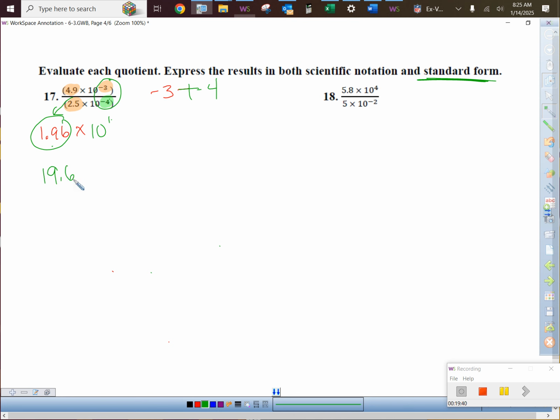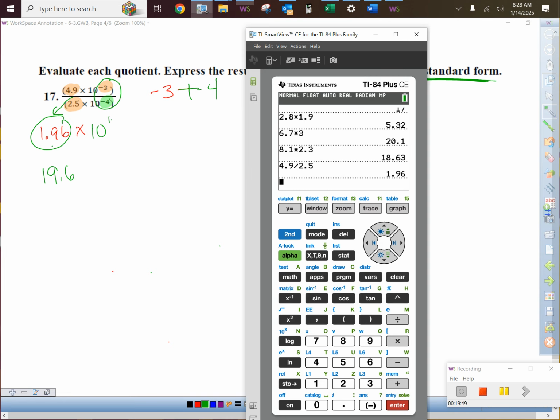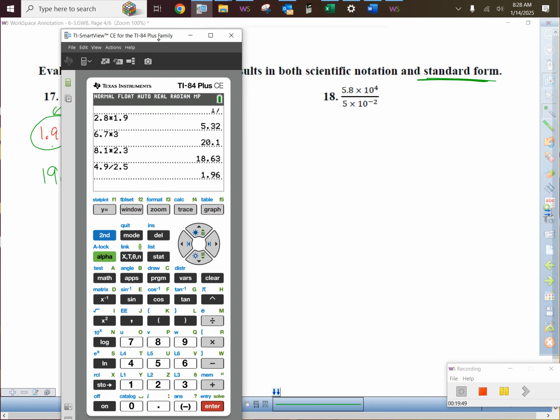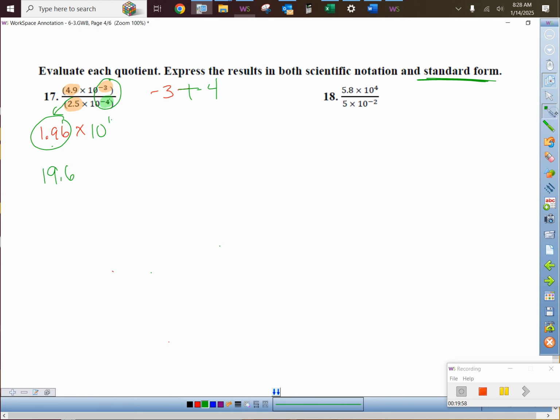All right, so are we okay with that? That's weird. It's still a decimal. That's okay, you know. 19.6. Weird. Let's try that again. Coefficients. Divide them. 5.8 divided by 5. And I got 1.16. Did you also get 1.16? Then I'm going to do times 10 to the.